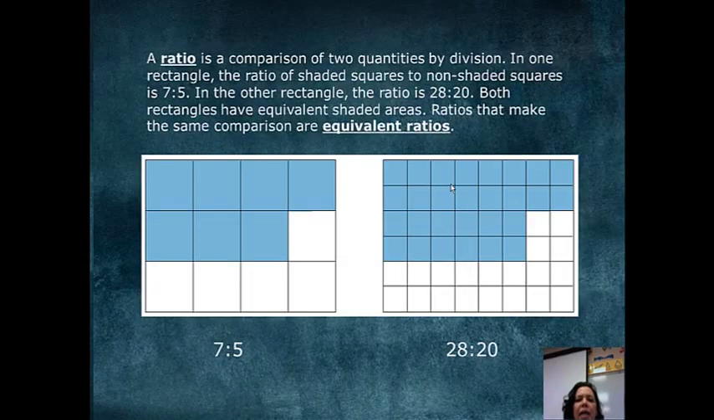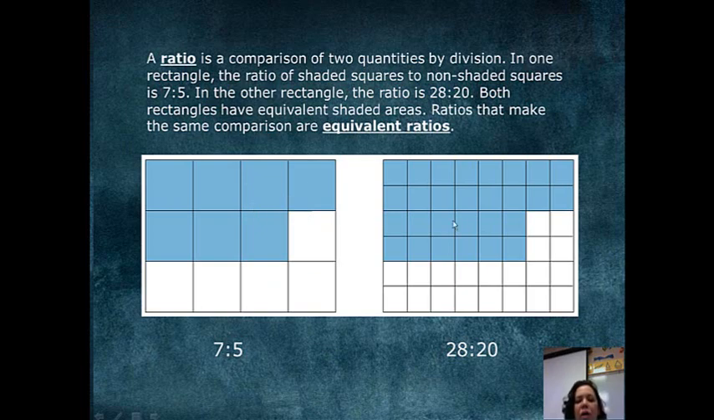Now let's look at what it looks like in picture form. A ratio is a comparison of 2 quantities by division. In one rectangle, the ratio of shaded squares to non-shaded squares is 7 to 5. So you can see here that we have 7 shaded and 5 not shaded. They're comparing the shaded to the non-shaded squares in this whole set.